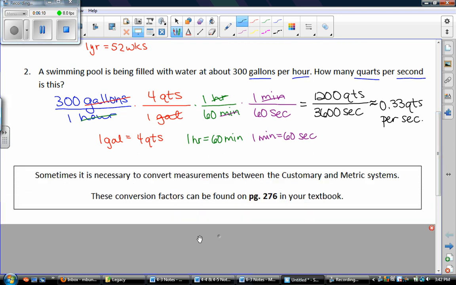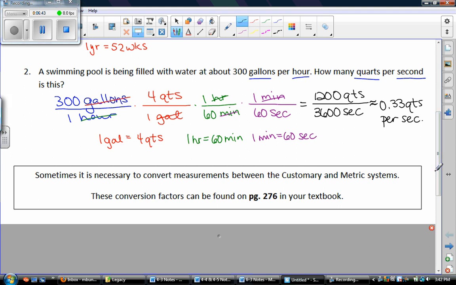Now, sometimes it's necessary to convert measurements between the customary and metric systems. Customary system is things like inches, feet, yards, miles, and then gallons, quarts, just the units that we typically measure things in. The metric system is everything that's in those powers of 10. So millimeters, centimeters, meters, kilometers, liters, milliliters, and so on. Kilograms, grams, all of those.